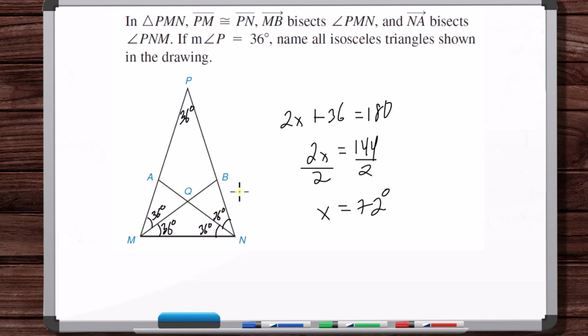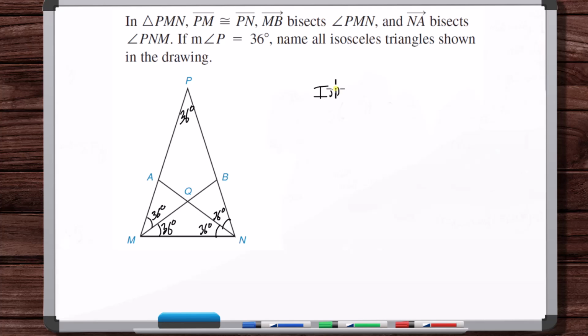Okay. Now, what we can see here is that the triangle PMB is isosceles with these as base angles. So MB is congruent to PB. So, okay, we've got the isosceles triangles. They told us that triangle PMN is isosceles. They didn't tell us explicitly, but when you say two sides are congruent, then you're kind of saying that. Now we can say that triangle PMB is isosceles because it has two equivalent angles. We can see triangle PNA is isosceles, two congruent angles.